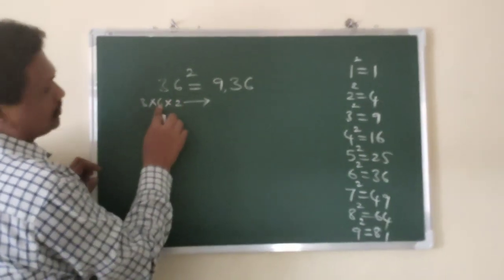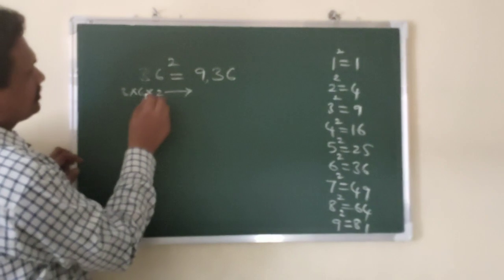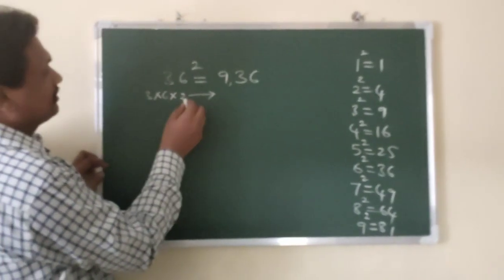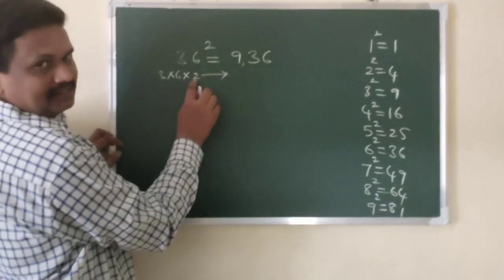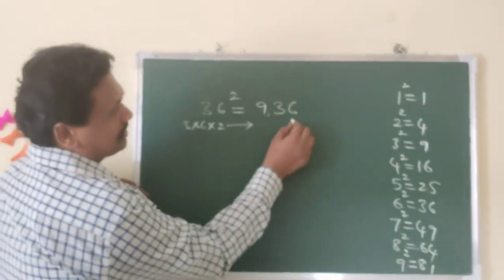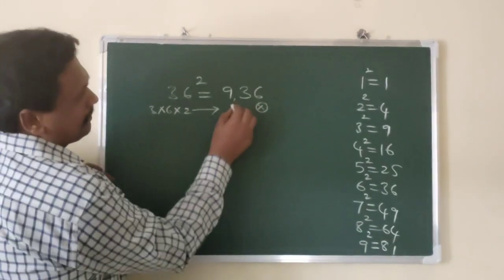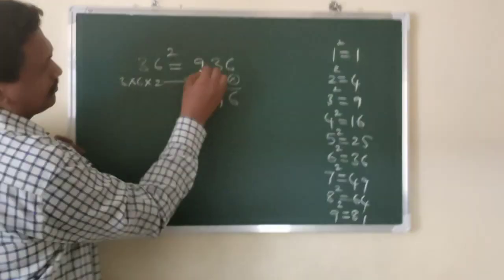Or 2 sixes are 12, 12 threes are 36. Any direction you multiply. Or 2 threes are 6, 6 sixes are 36. The product of these three is 36, like a normal multiplication. Leave the last place; don't write here. Write 36 right here and add 6. 6 plus 3 is 9, 9 plus 3 is 12.